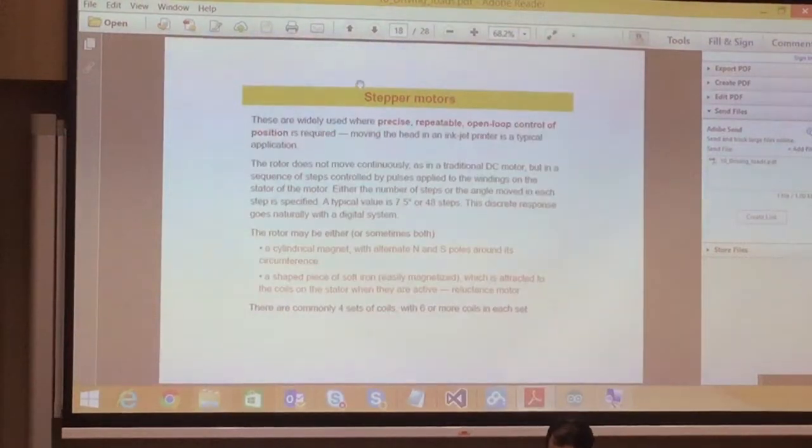If you have many more coils, you can have a much more precise movement of the motor. This is how the stepper motor works, right? So the typical value for a stepper motor is actually 48 steps, which is 7.5 degrees.